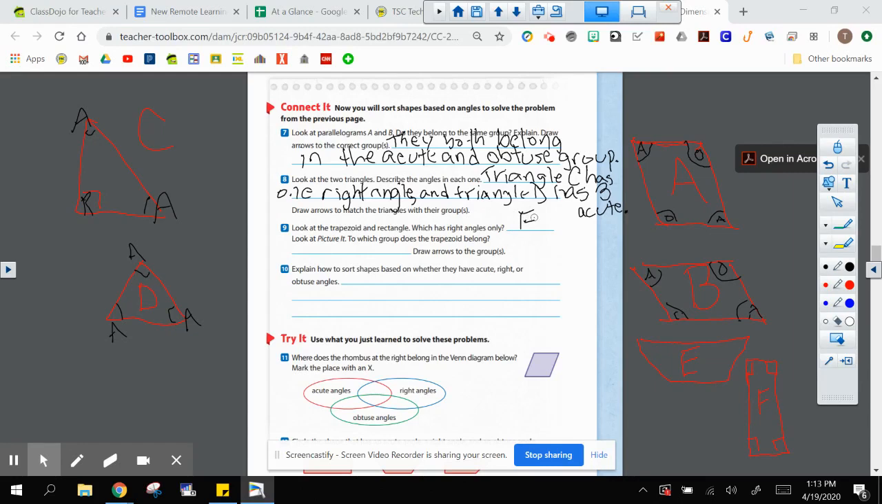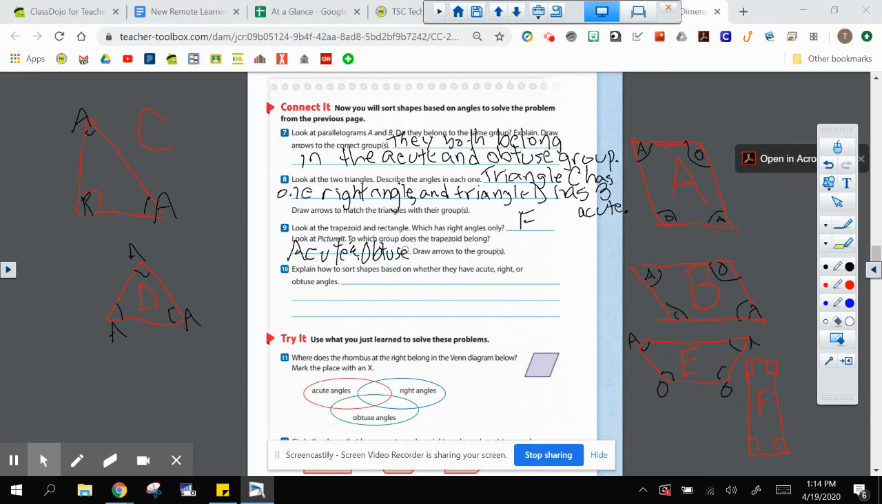The next part says, picture it, which group does the trapezoid belong? So if we're looking at this trapezoid, we're thinking about the different angles. We have two angles that are nice and open. They're bigger than a right angle, so those are both obtuse. And then we have two angles that are smaller than a right angle, so those are both acute. So trapezoid E is going to go in the acute and obtuse category.